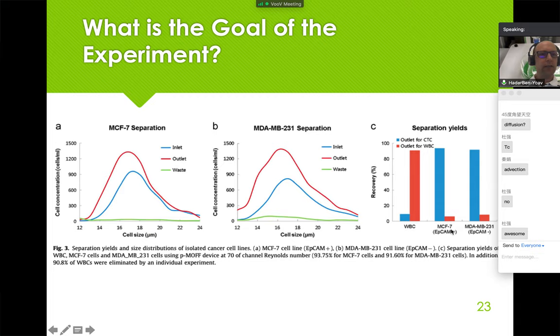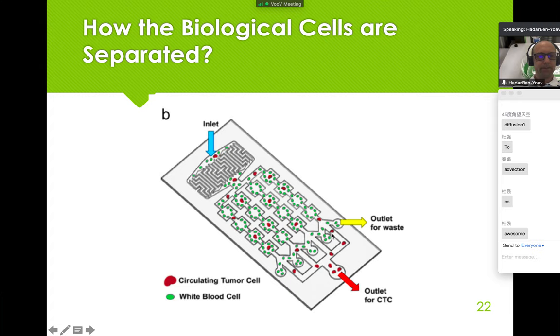Now in C, let's see the separation yield. So in the inlet they put the white blood cells, and they want to see what the recovery will be, or how many cells you're going to get. Blue is the outlet of the CTCs, and red is the outlet of the white blood cells. So they put in white blood cells, so obviously they get a lot of white blood cells in the white blood cell outlet here, and almost no cells in the CTC outlet.